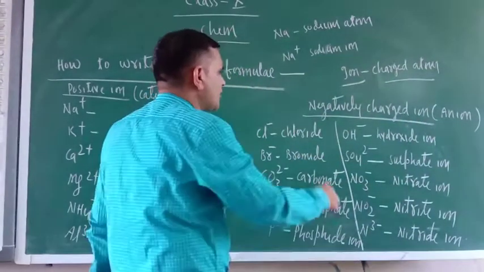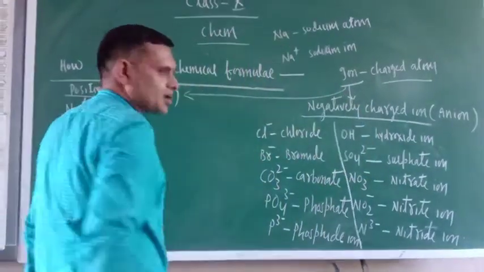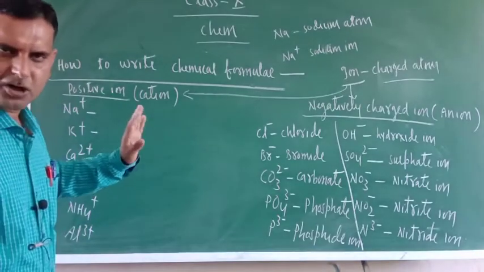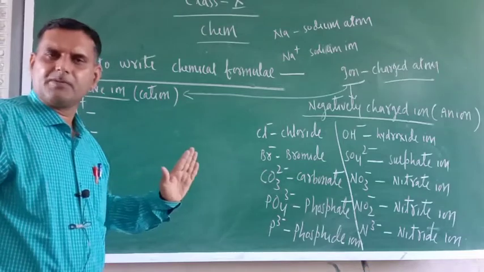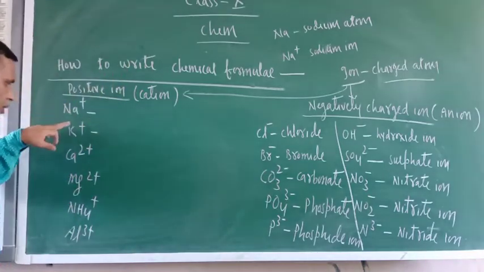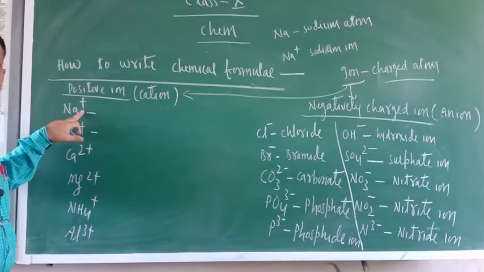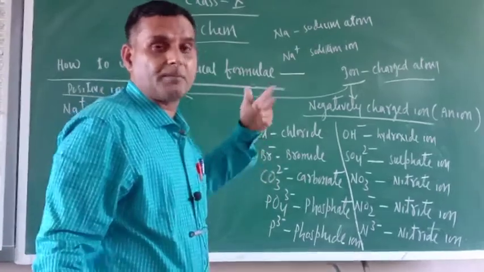And ions are of 2 types. One is negatively charged and another one is positively charged. Am I correct or not? So try to understand here. Ions can be classified on the basis of charge. Just see, here sodium and potassium have received a single positive charge. Now you may ask, sir, how have they got the single positive charge?